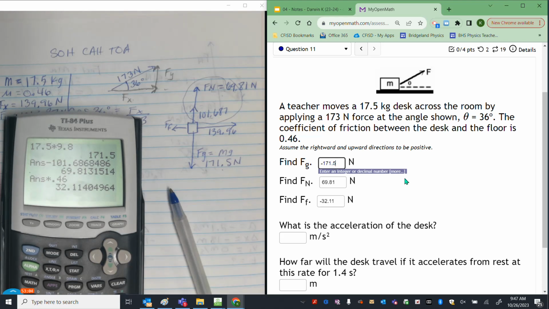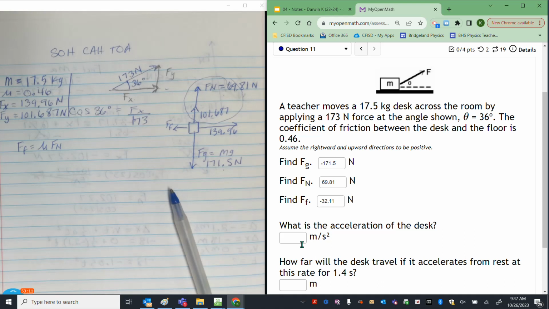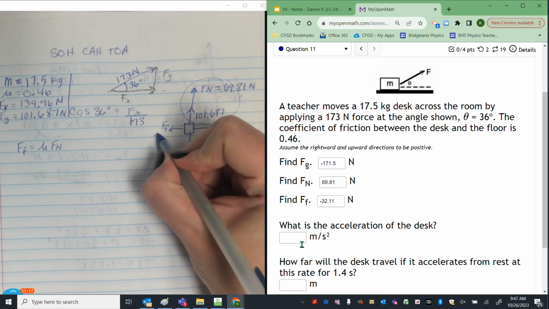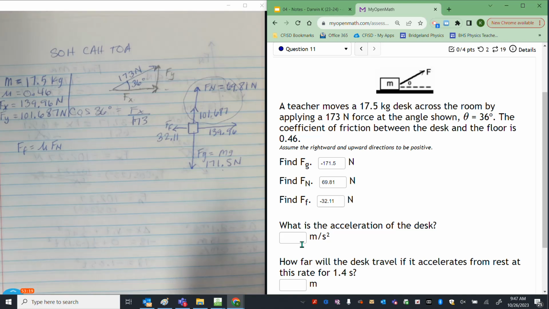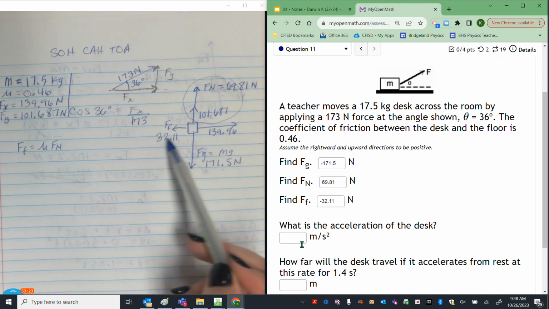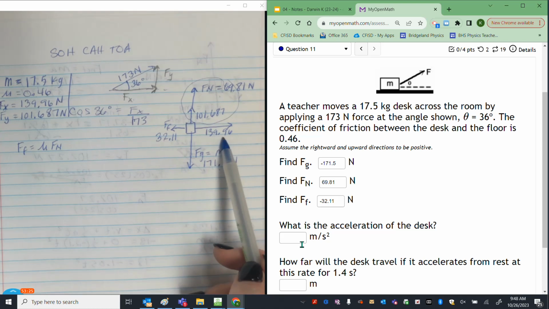What is the acceleration of the desk? So the acceleration of the desk is going to be due to the net force acting on the desk. I don't have my net force calculated yet, but I do have all of the forces labeled on my diagram now. I have these that I know are balanced and these that I know are not. And so I can solve for my net force in the x direction because it's just the sum of my forces.